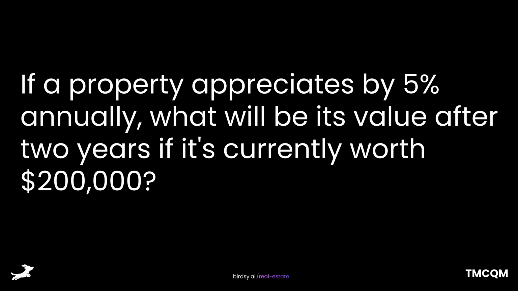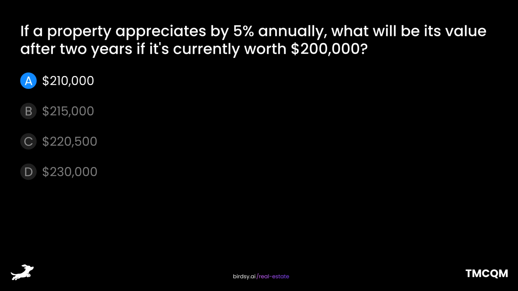If a property appreciates by 5% annually, what will be its value after 2 years if it's currently worth $200,000? Is it A, $210,000, B, $215,000, C, $220,500, or D, $230,000? The answer is C, a total amount of $220,500.